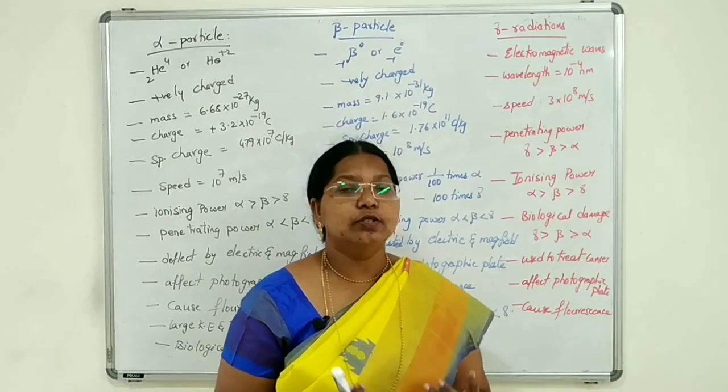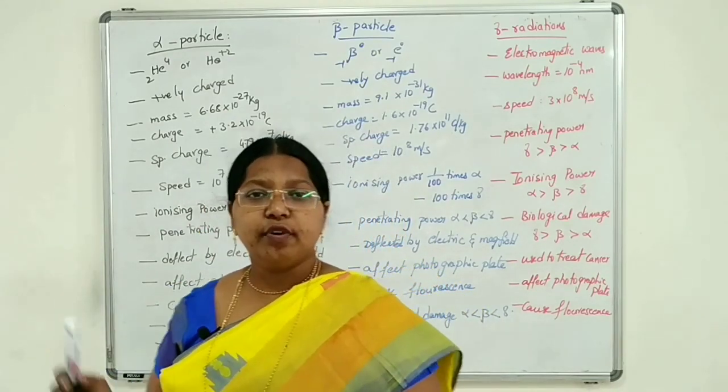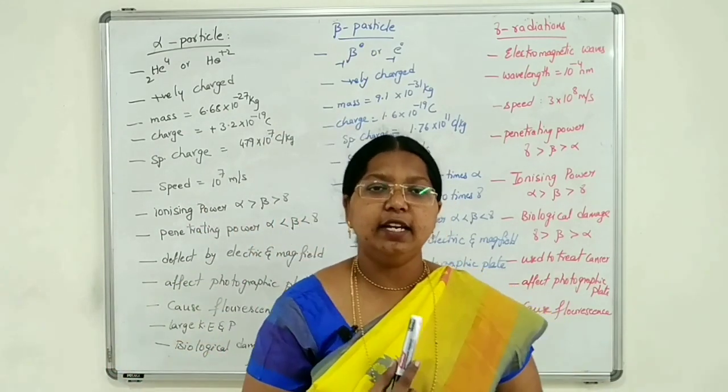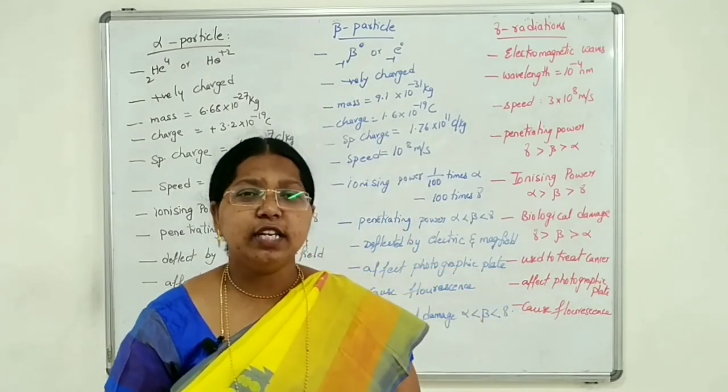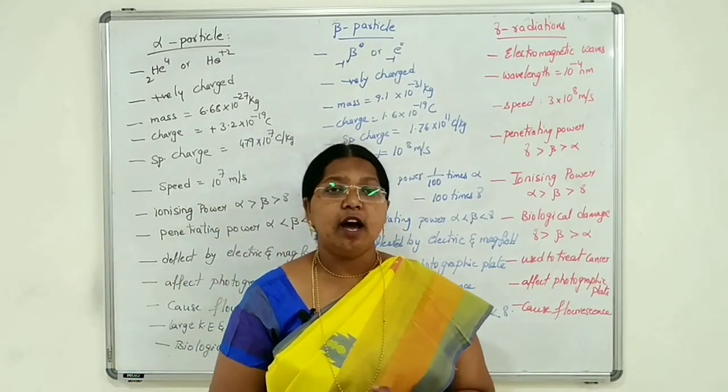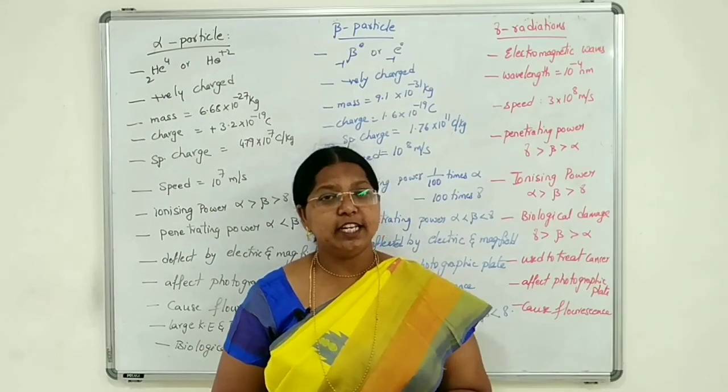Clear, students? So these are the properties of alpha, beta and gamma radiations. In the next class we'll talk about alpha decay, beta decay and gamma decay.